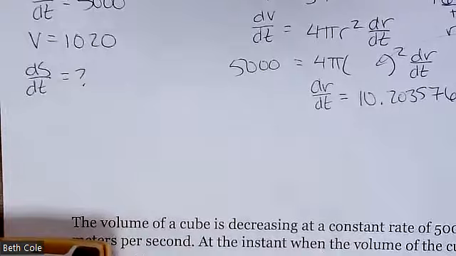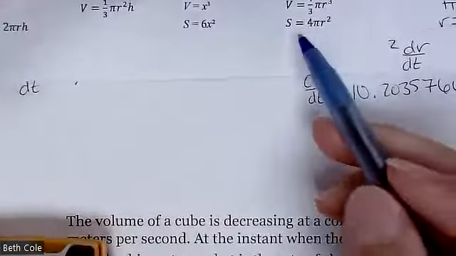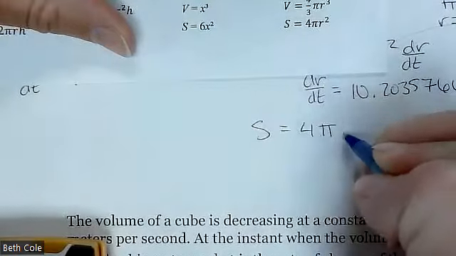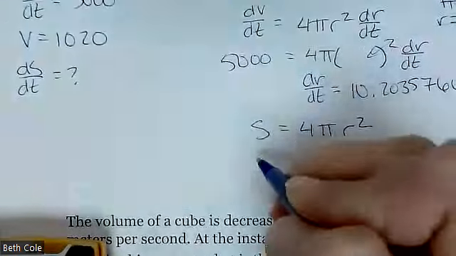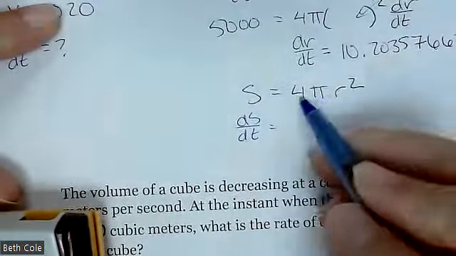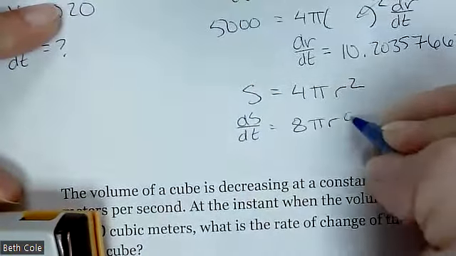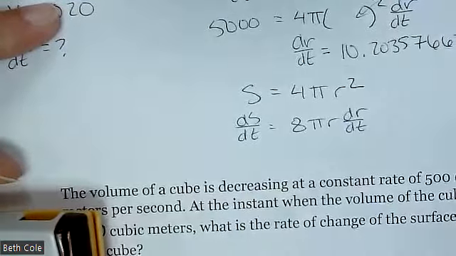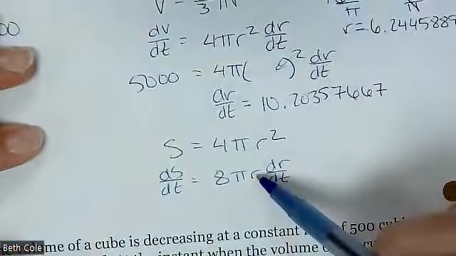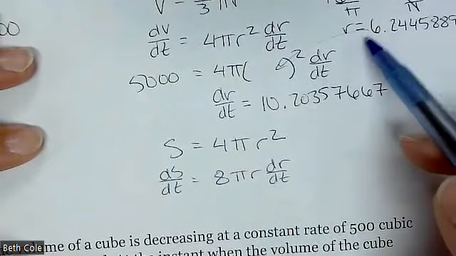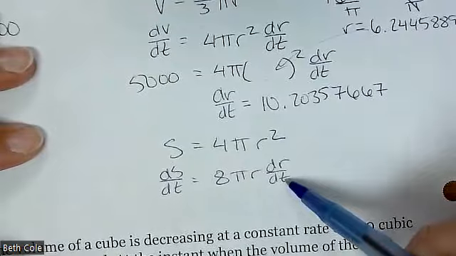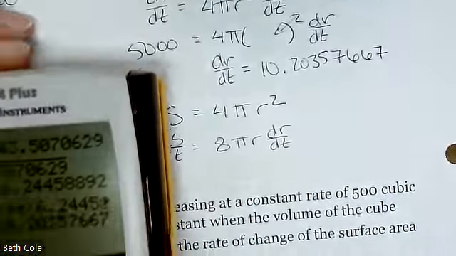So now we're going to do surface area. So let me pull out my formulas. Surface area for a sphere is S equals 4 pi r squared. We're going to do that derivative. So when you bring the 2 down, it's 8 pi r dr dt. And we're going to plug in this number for r, this 6.244 number, that's our r, and then this 10.203 for dr dt.